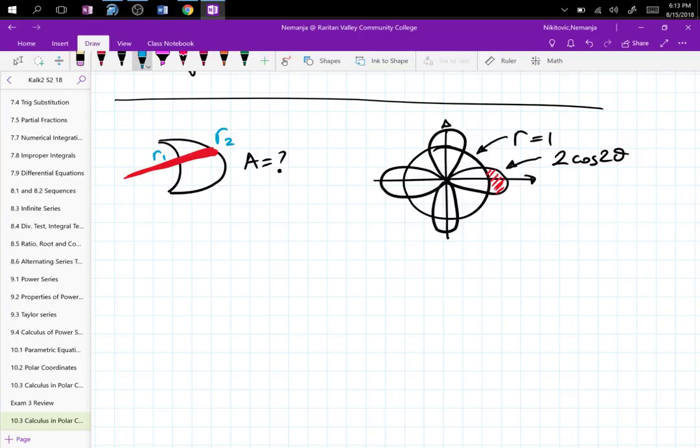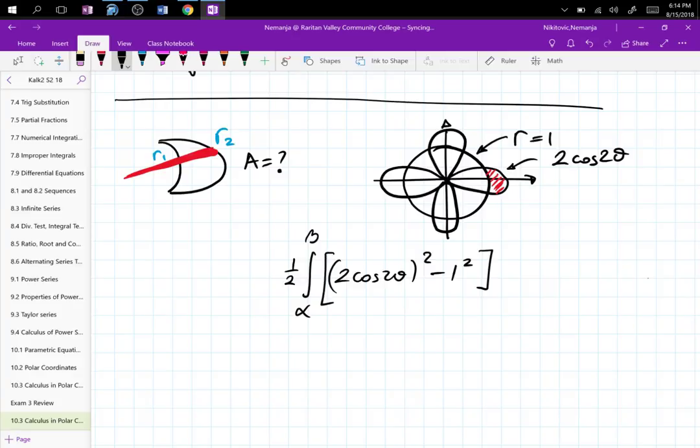So when you draw this representative pizza slice, which is the ray you extend from the origin, you start from here, I'm going to erase it, and then just shoot this way, right? You go far minus close. So when I am setting this up, I will go with the integral. I don't know my alpha and beta. There is 1/2 in front. I will go far, which is 2 cosine 2 theta squared, minus close, minus 1 squared, all of that d theta.